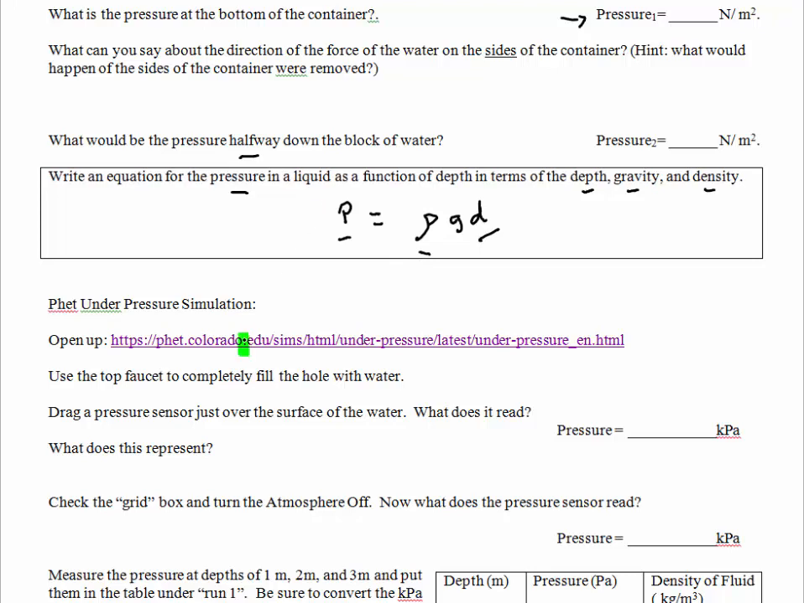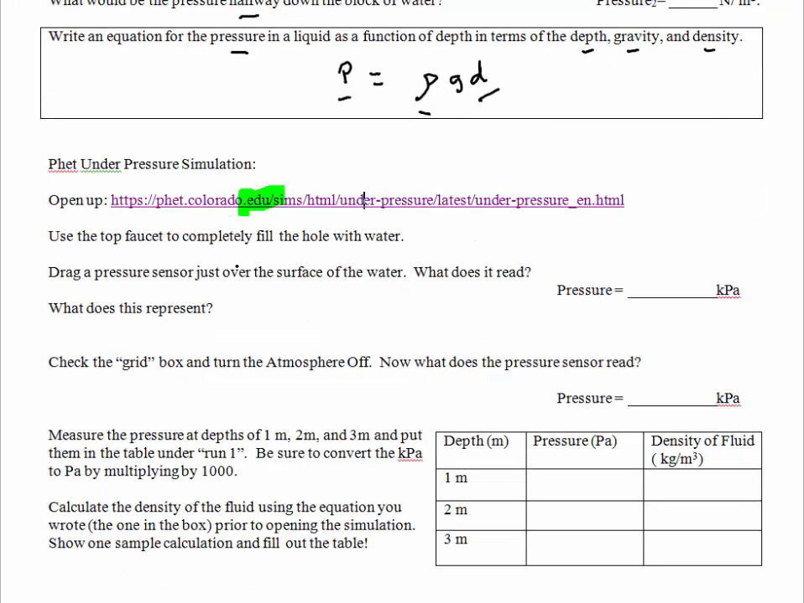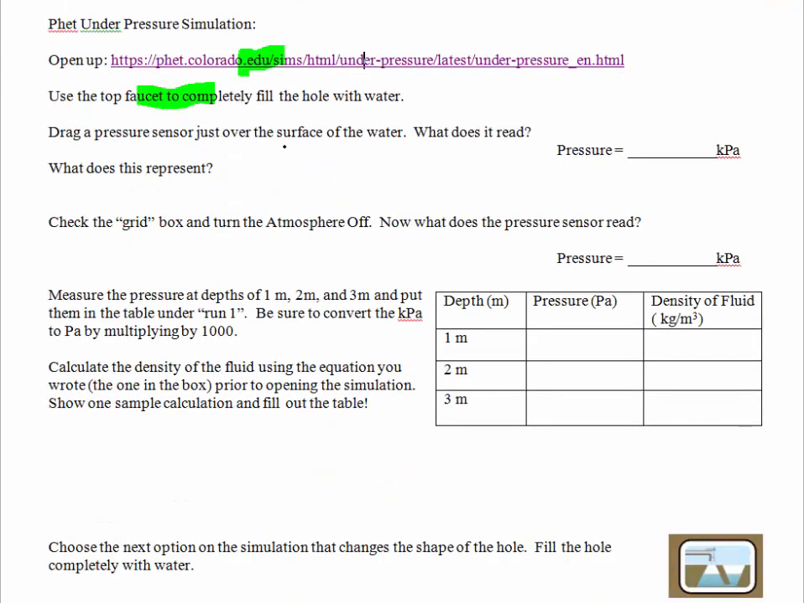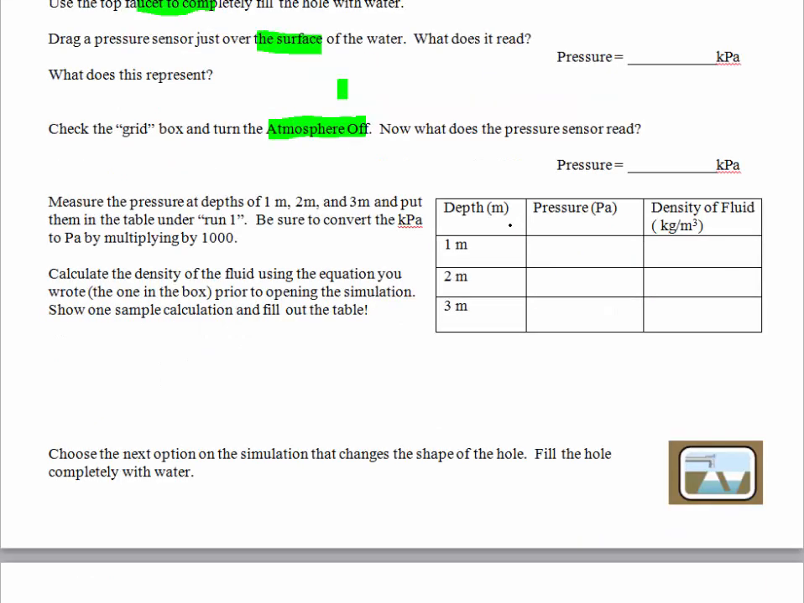So then what I have you do is pop open this simulation and use the faucet to fill the hole completely with water. And we can measure the pressure in several different places. First, we measure the pressure at the surface of the water and think about what that is. We can turn the atmosphere off and then read the pressure, and that might help you answer the question above.